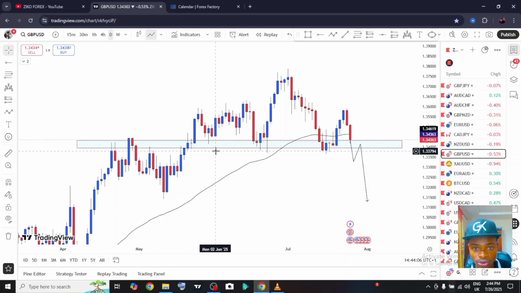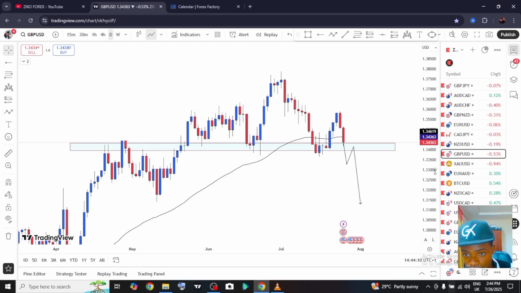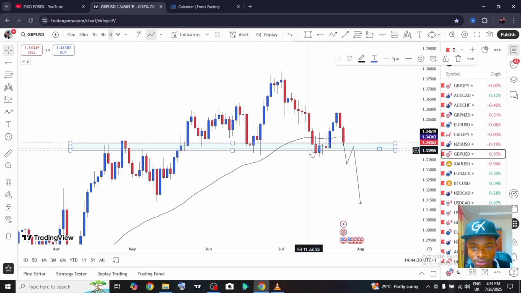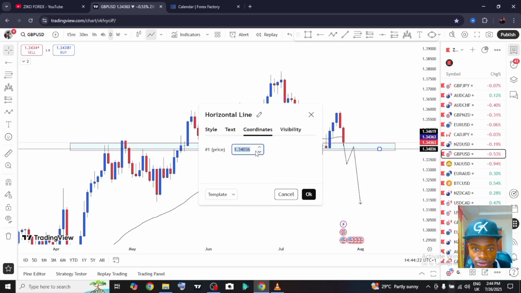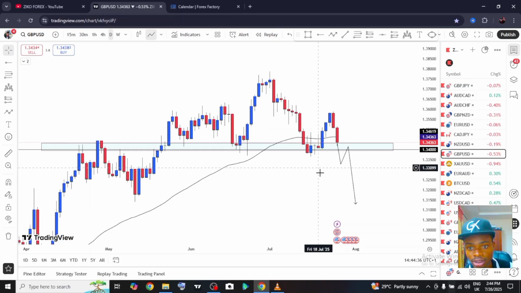We have 1, 2, 3, 4, 5 rejections from the area of interest. And there's also a round psychological level I'm just noticing, right? 1.34 thousand. So let's put the area of interest right there. Let's put the round psychological level right there. So we have a very strong round psychological level right there. EMA is already above, possibly going to be holding it as resistance as soon as we have that break and retest.